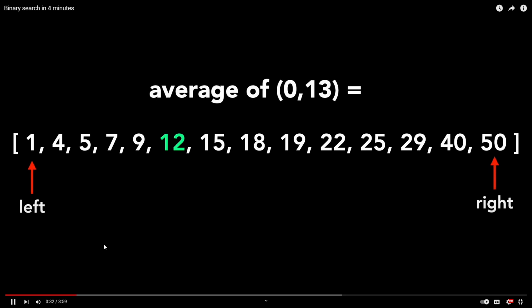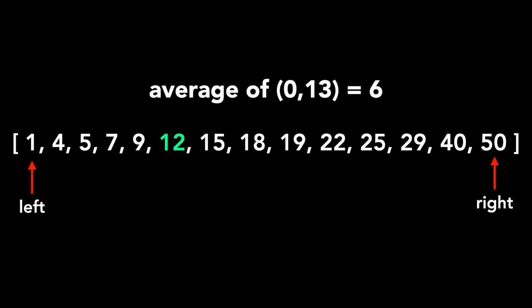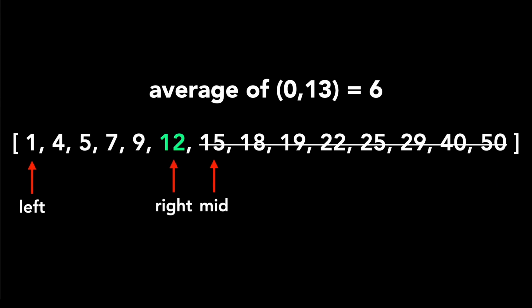We'll take the average of the indices, which is 6. I chose to round down. You can do either, just stay consistent. The 6th index is the value 15, which we'll mark with mid. 15 is greater than our target, so we'll eliminate it and all the values greater than it by moving right to the left of mid.